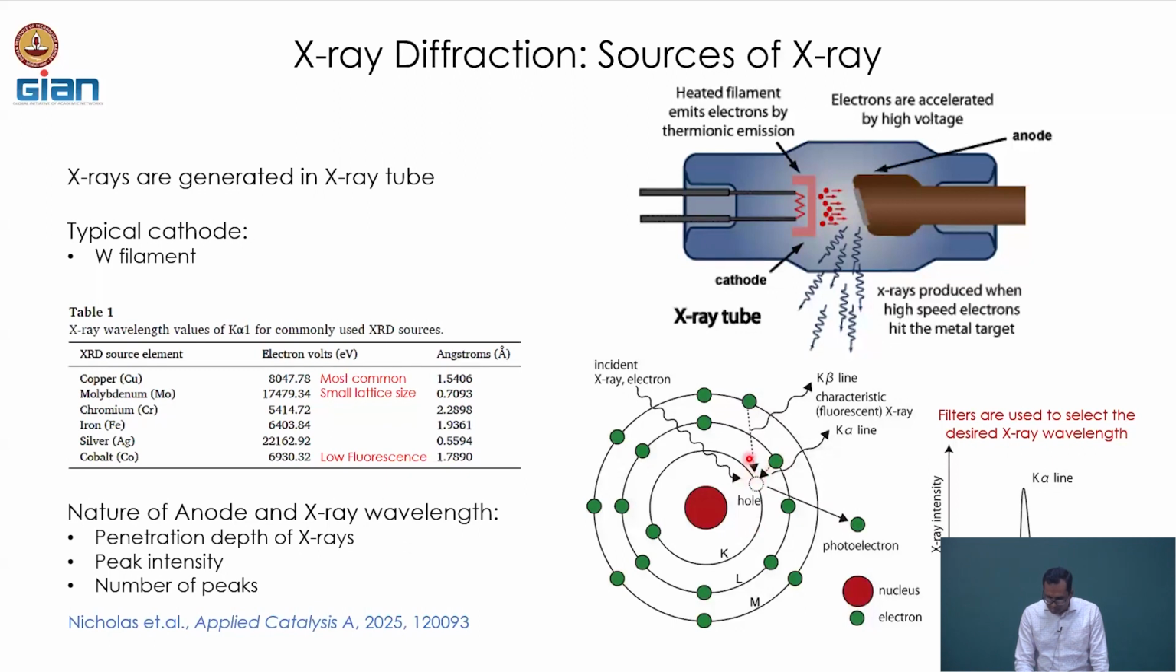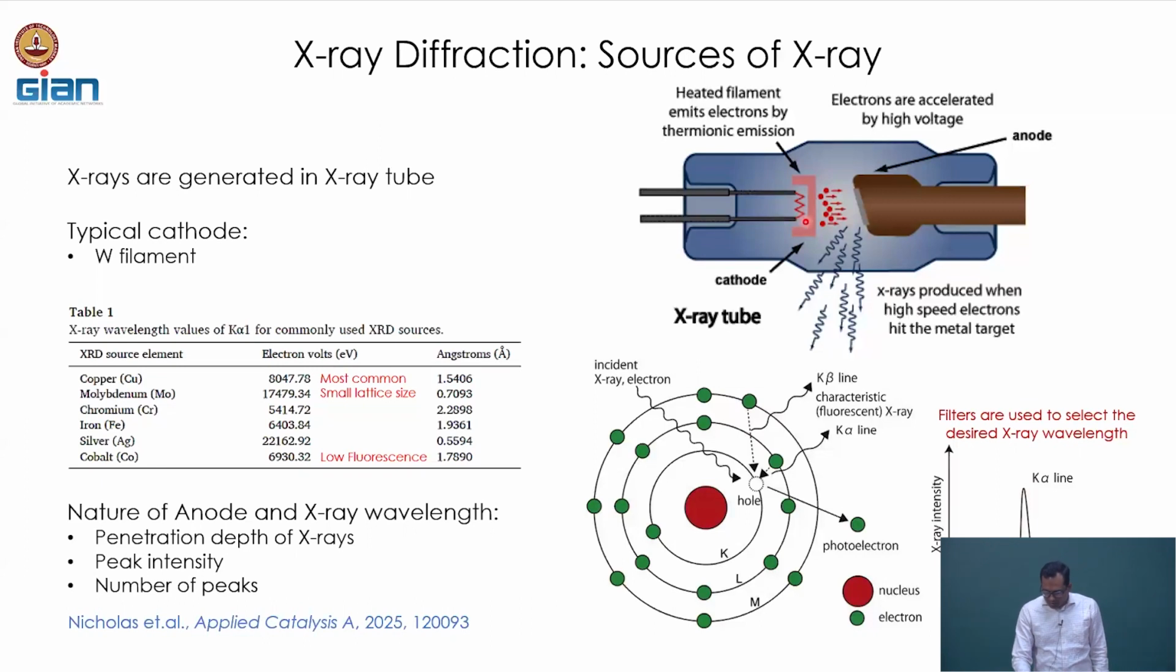According to the energetics that we just discussed, the K alpha line is stronger but lower in energy, but the K beta line is higher in energy, but it's not as strong as the K alpha line. Now, this K alpha line is the typical one used in XRD, whereas the K beta lines are nothing but fluorescence that causes some background information.